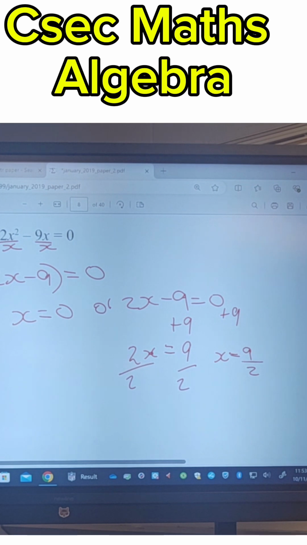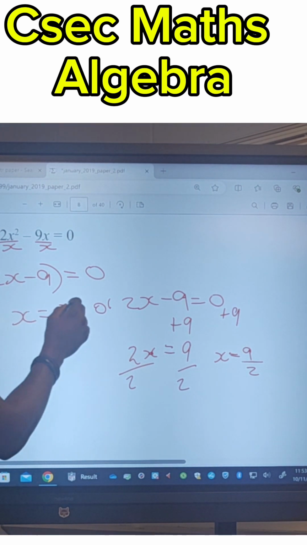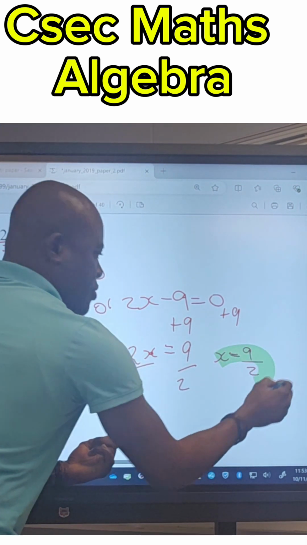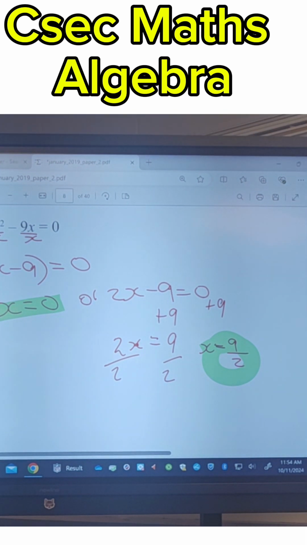So again, my two answers are x is equal to 0 and x is equal to 9 over 2. Those are the two answers. Let's go to the next.